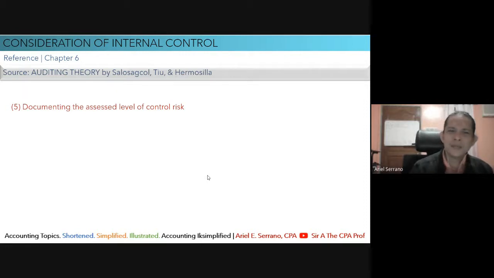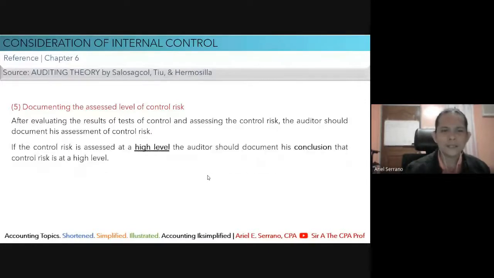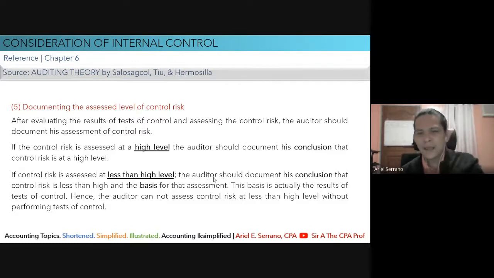Documenting the assessed level of control risk. After we evaluate the results of the test of controls, the auditor should document the assessment of control risk. If the control risk is assessed at a high level, the auditor should document his conclusion. Why did you say that? How did you arrive at that? Of course, it should be supported. Why high? Why less than high? It's the same. The auditor should document his conclusion if the assessment is at less than high level.